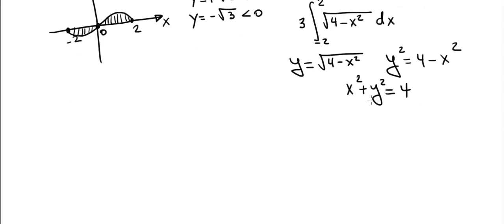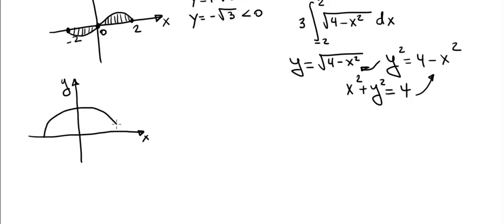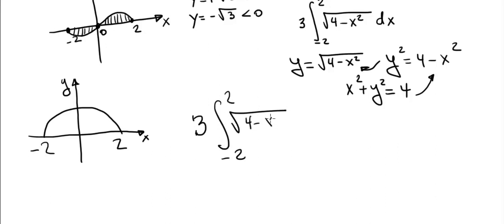But if we trace our steps backwards, we see that the function we are integrating is actually the upper semicircle, centered at the origin with radius 2. And this is what it looks like. It runs from minus 2 to 2, so it's precisely the integral that we have. So our integral is 3 times the integral from minus 2 to 2 of the square root of 4 minus x squared. It is equal to 3 times the area of the semicircle.